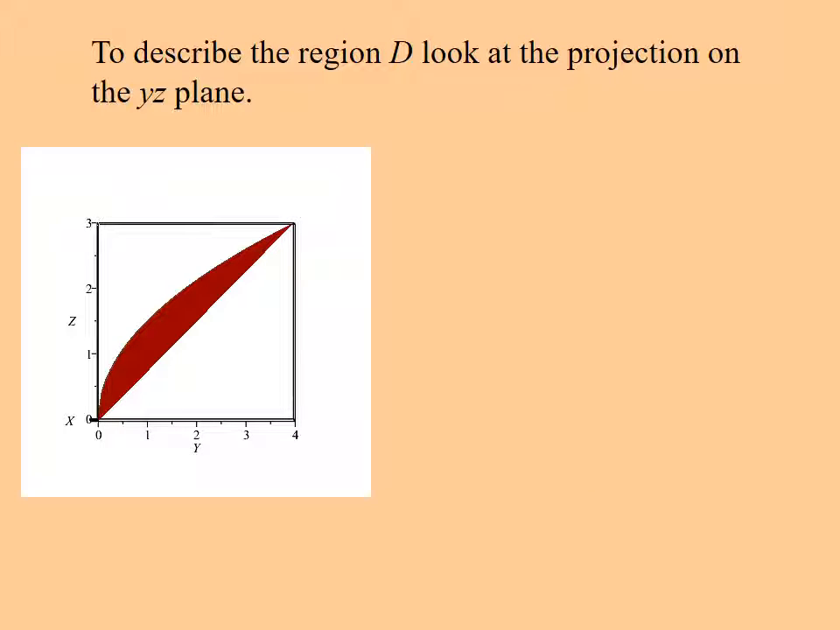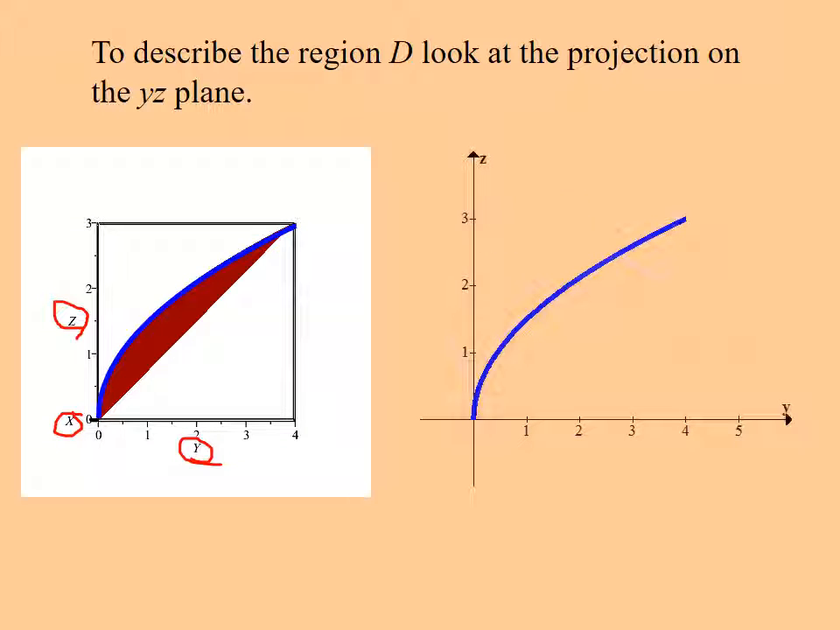So I've taken the graph from Maple and twisted it around so that we're looking down the x-axis at the YZ plane. So here's what we see in the YZ plane, and we need to describe that. So there's one line, and there's another line. So that's the region that we're trying to describe.